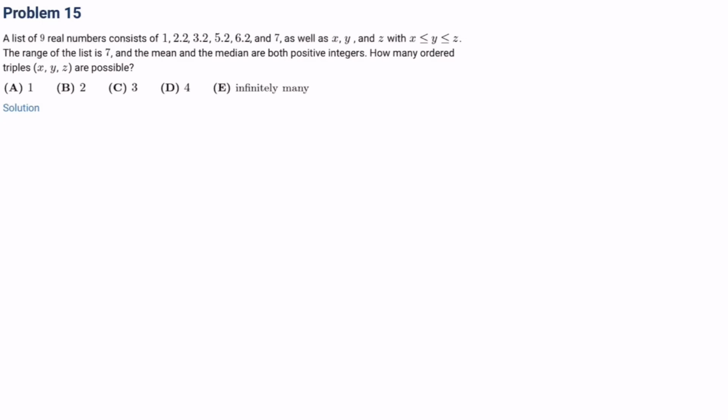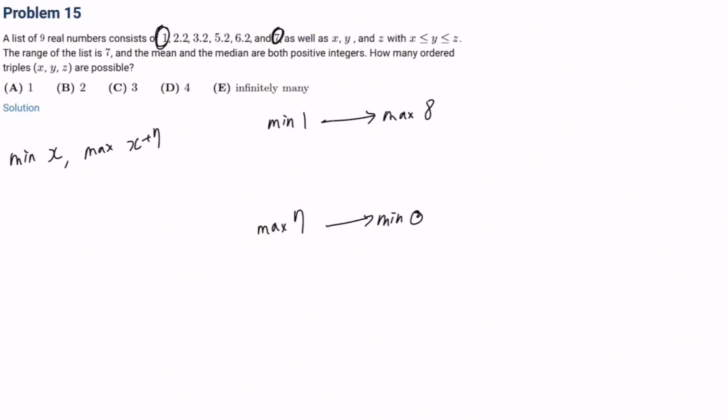Okay, so since our range is 7, we have 3 unknown numbers, and the minimum and maximum of the given numbers are 1 and 7. So we have 3 cases. The minimum is 1, which means that the maximum is 8. And when the maximum is 7, the minimum is 0. And the third case is when both the minimum and the maximum are x and z, so the minimum is x and the maximum is x plus 7. Okay, so we'll divide it into 3 cases like that. So let's first look at this case.